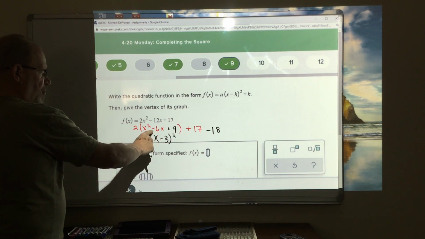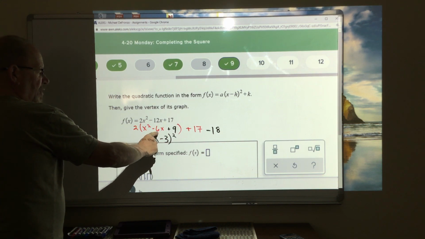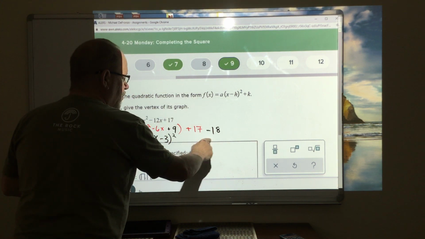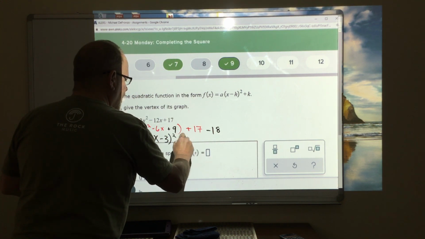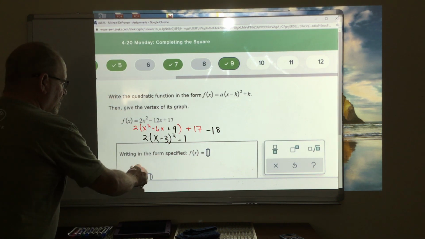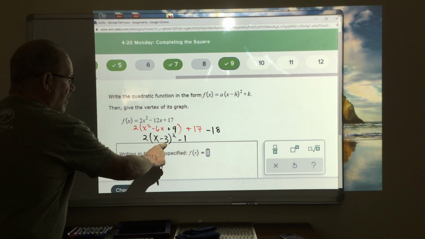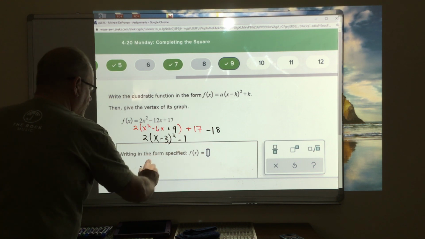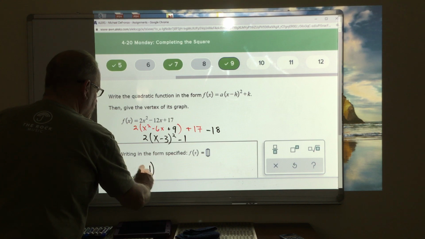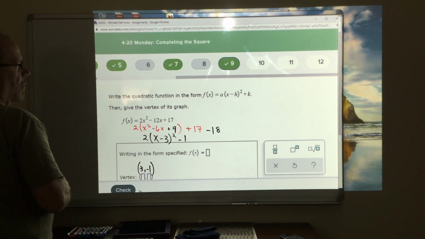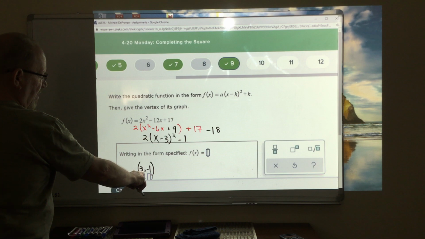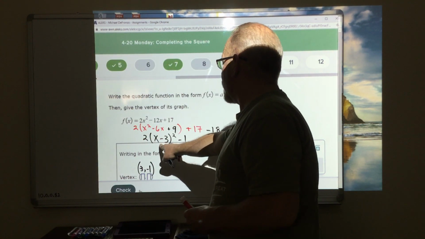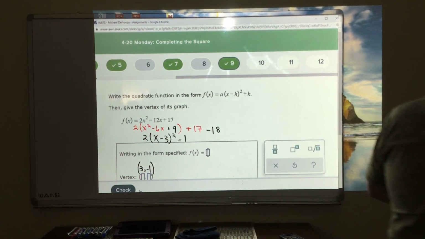So now I have this, I know, is x minus 3 squared. Why did I say minus 3? Because there's a subtraction in front of this. There's a 2 outside here. And out here, 17 minus 18, that's negative 1. Now I'm going to take 3 is h, negative 1 is k. So my vertex is at 3, negative 1. And here is this, f of x equals that. So I'm going to go ahead and put it in.